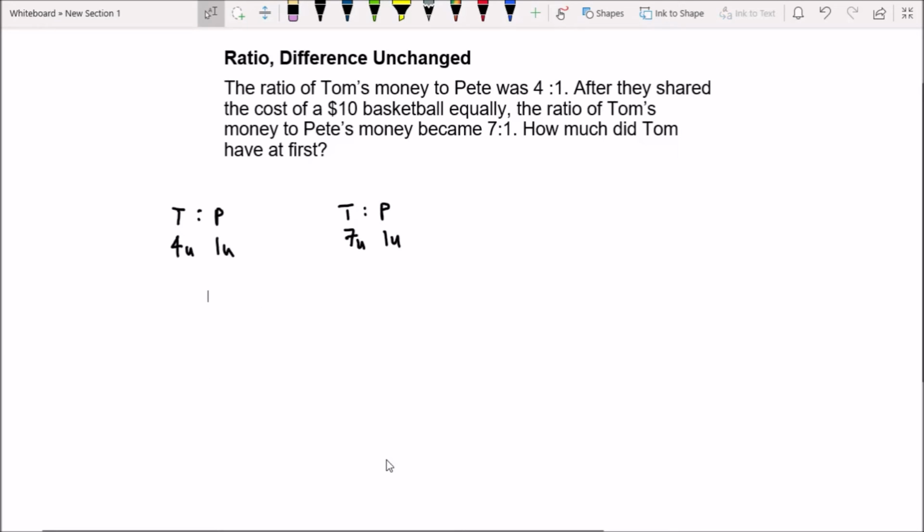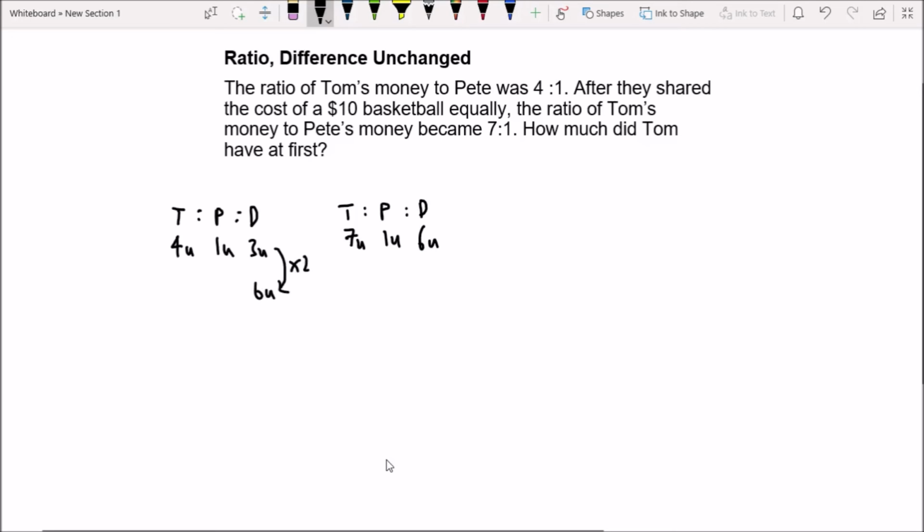Once you've realized that the difference must remain the same, add a third column to each set of ratios for the difference between Tom and Pete. Since the difference before is 3 units and the difference after is 6 units, we know that we have to cut each of the units before into 2, to make 6 units.